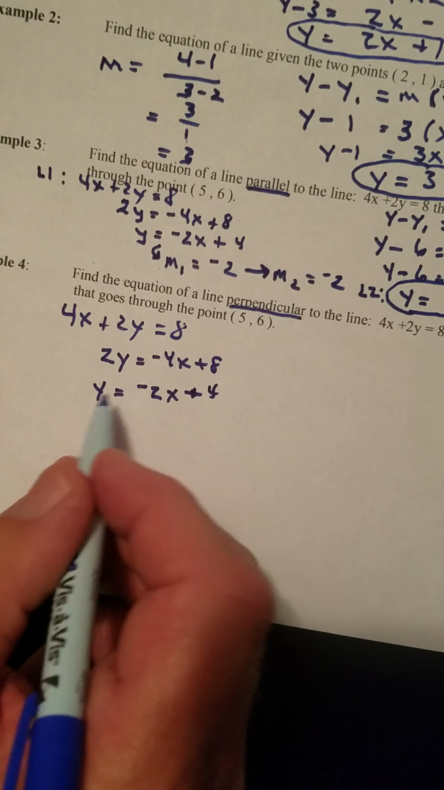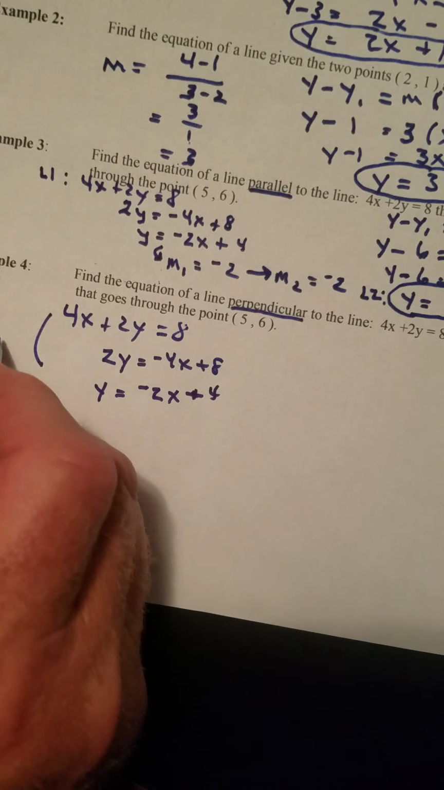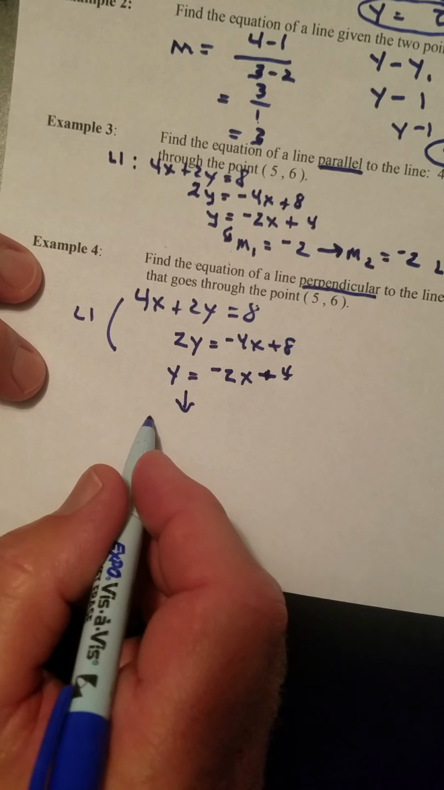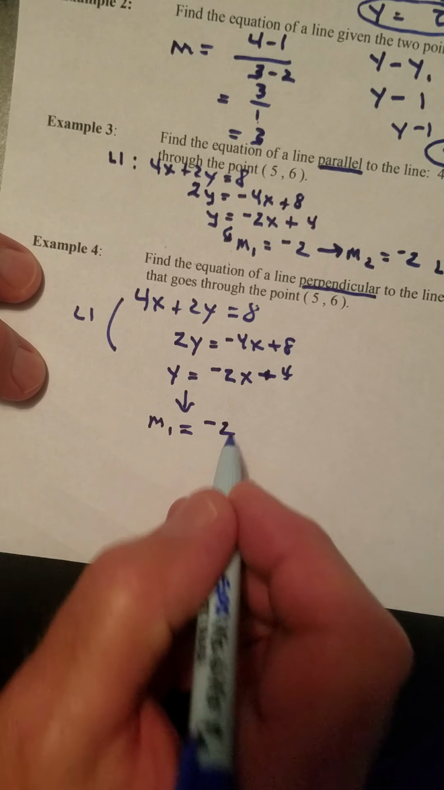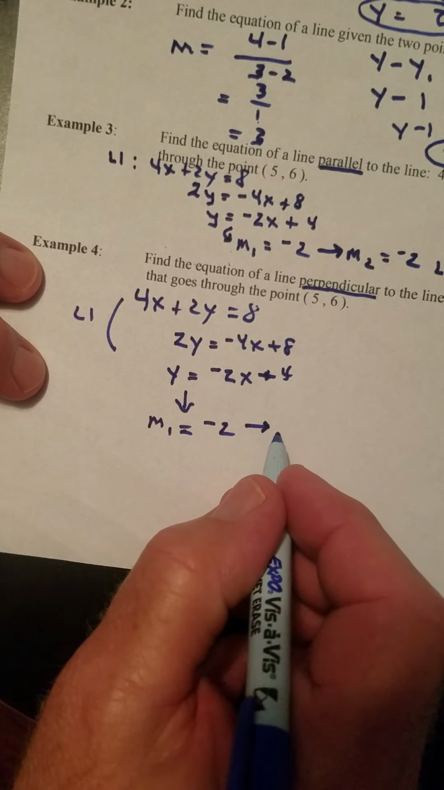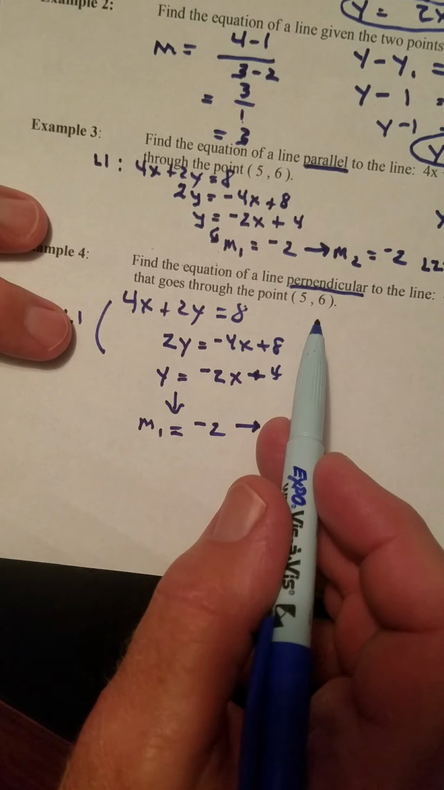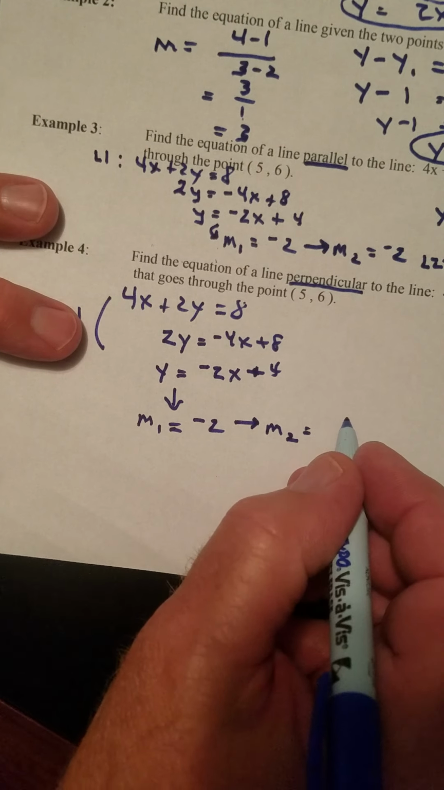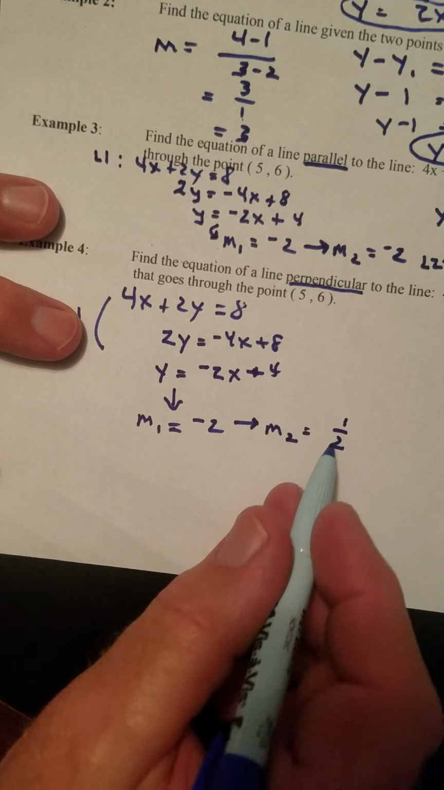So this is L2, or L1 I mean. So if this is L1, I can look at that and say, well, what's M1? M1 is equal to -2. If M1 is -2, what's M sub 2? Well, since it's perpendicular, we're talking negative reciprocals. So the reciprocal of 2 is 1/2. Since that's negative, this is going to be positive. 1/2 is what I wanted.